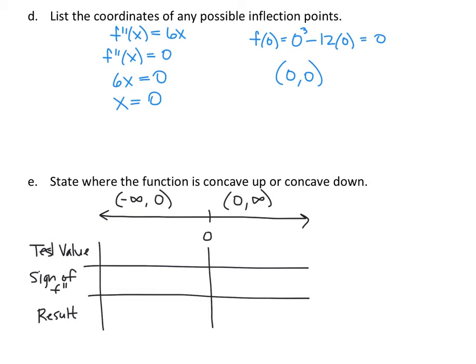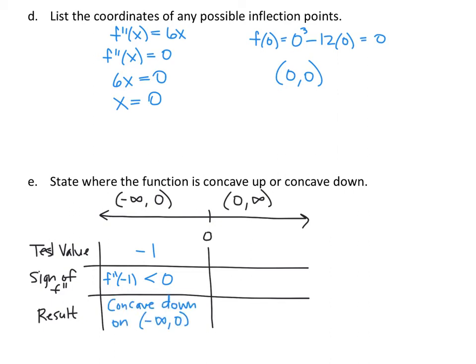So let's pick a value out of our first interval, negative infinity to 0. For example, I could choose a test value of, say, negative 1. If we plug negative 1 into our second derivative, we get that the second derivative is negative. 6 times negative 1 is negative 6. So our second derivative is less than 0. Since our second derivative is negative, it means that we are concave down on this interval.